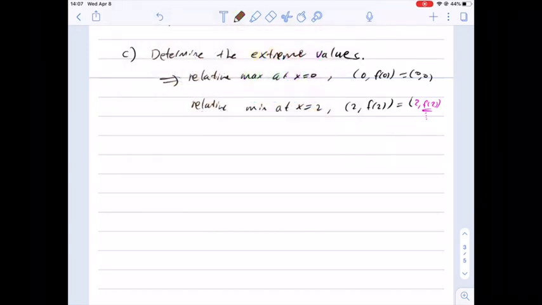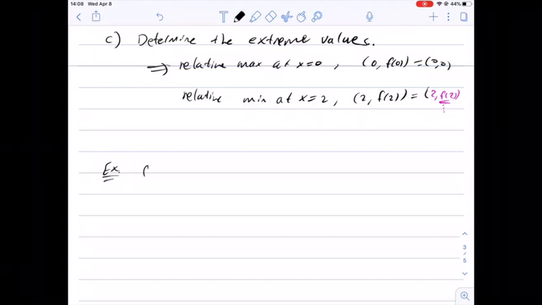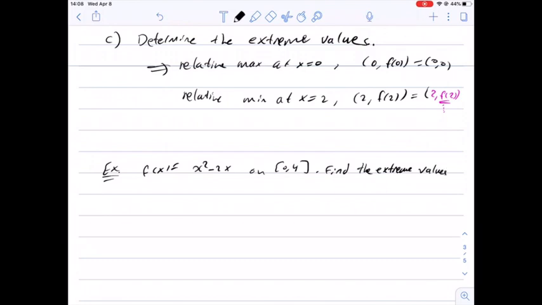Let's take another example. Let f of x equal x squared minus 2x on the interval 0, 4. We want to find the extreme values of this function. So to find the extreme values, we have some steps. First, we find f prime, the derivative, and then the critical points.